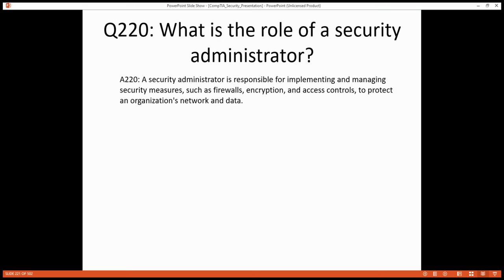Q220. What is the role of a security administrator? A220. A security administrator is responsible for implementing and managing security measures, such as firewalls, encryption, and access controls, to protect an organization's network and data.